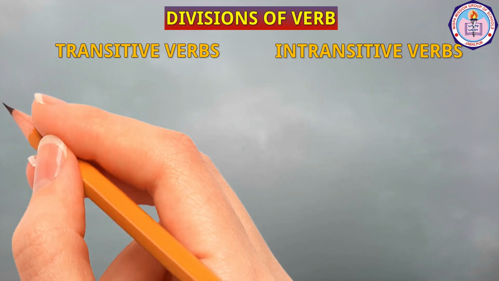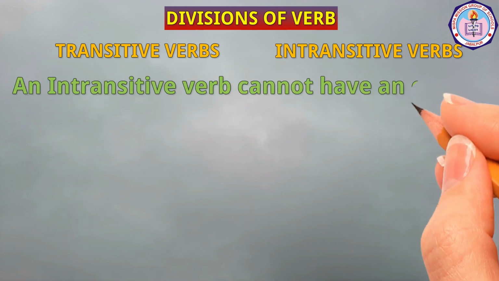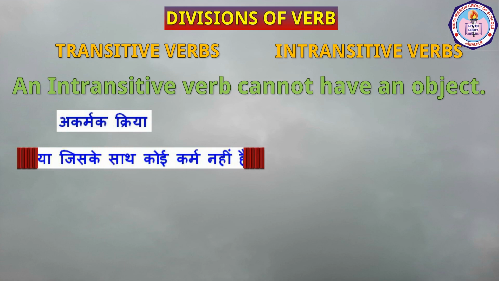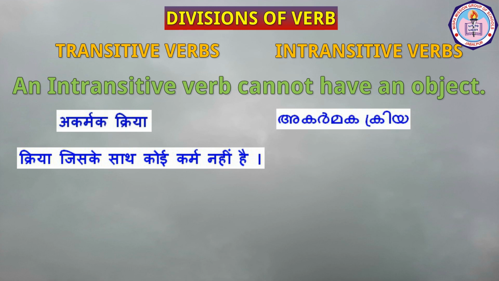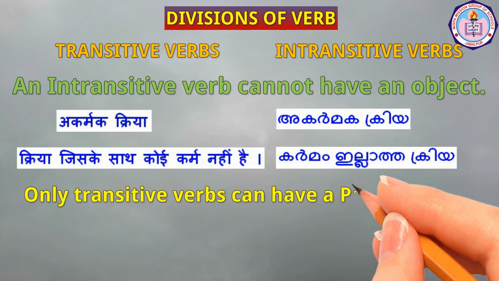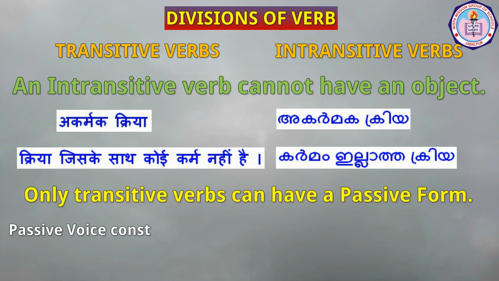Whereas an intransitive verb cannot have an object. In Hindi we say akarmak kriya, meaning a verb without an object. In Malayalam, akarmaka kriya means a verb without an object. Only transitive verbs can have a passive form. Passive voice construction is not possible with intransitive verbs.